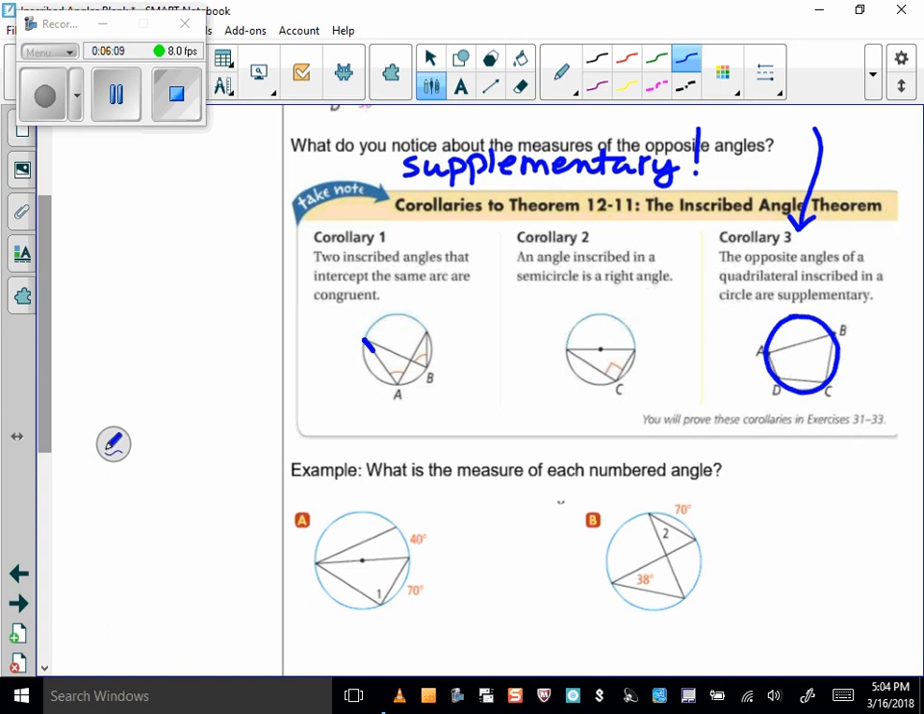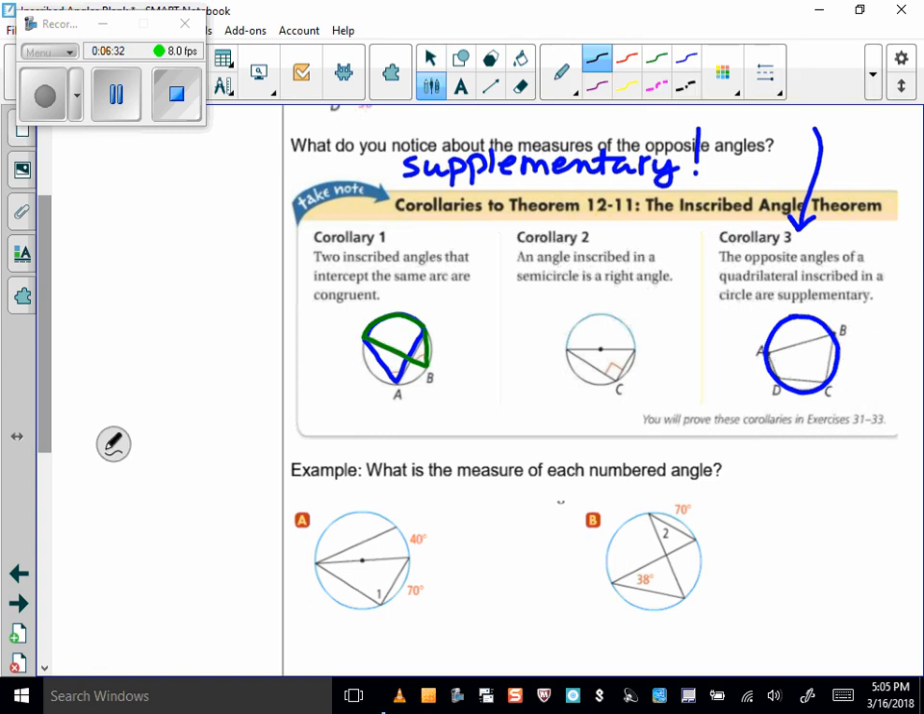So if you look at angle A here, it intercepts this arc. If you look at angle B here, it intercepts the same arc. So since I know that those two angles intercept the same arc, I know that they've got to be congruent. All right, corollary 2 says an angle inscribed in a semicircle is a right angle.